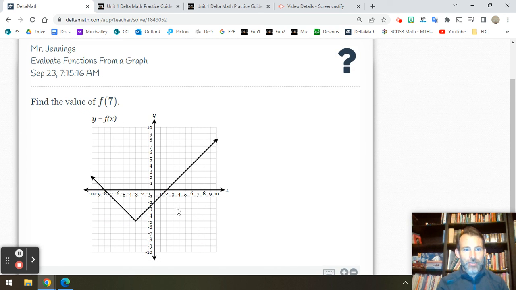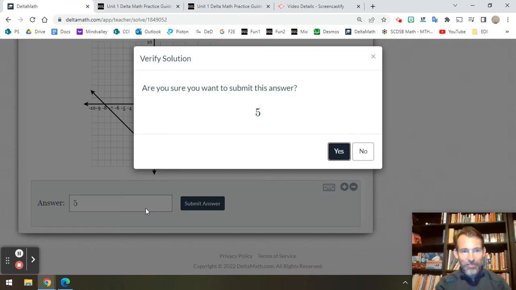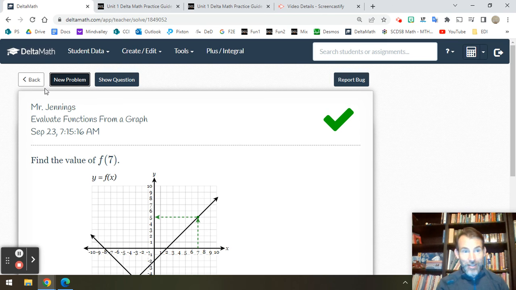Y is equal to f of x. Find the value of f at 7. It's 5. I go over, I find 7, I find the function up or down, and when I find it, I read over that way. That's what my eyes are doing. If you watch me in the video, I said 5, right? 5. It turns out I'm pretty good at that.